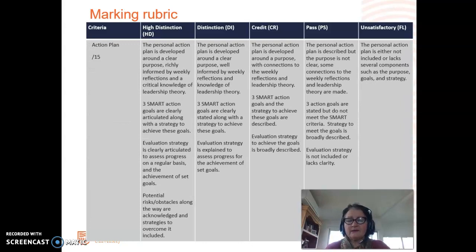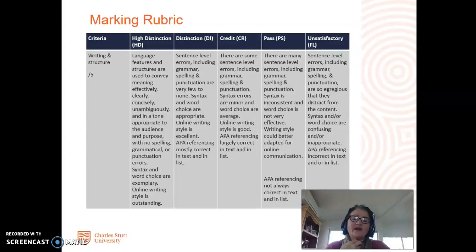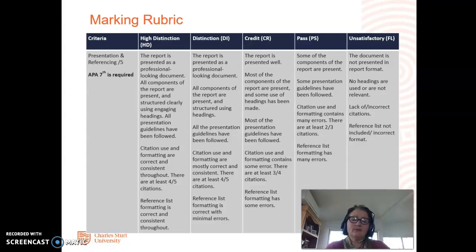Then your action plan, and that's pretty explicit that you need to have 3 action goals, 3 SMART goals. For a pass, these may not meet the SMART criteria. And if you look at the nuances in this criteria, potential risks and obstacles along the way are acknowledged and strategies to overcome included. So that gives you a little bit extra in your action plan. Writing structure is really important, and presentation and references always important, and make sure you do the APA 7th. It is required now, and we have to have that from now on.